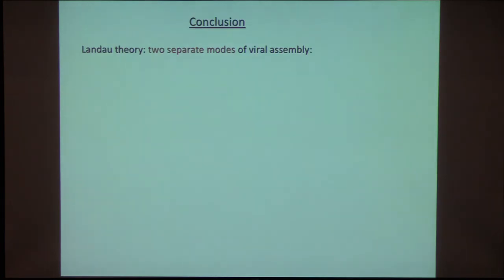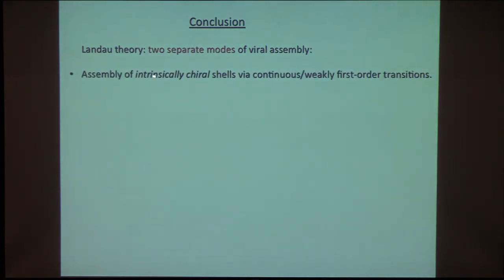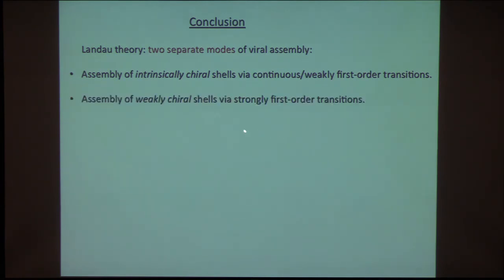So in conclusion, the Landau theory has two completely separate modes of viral assembly. One is with these intrinsically chiral shells, L equals 15 plus 16, via this tetracritical point with a continuous or weakly first order transition. And the opposite case is these 6, 10, and 12 states, which are weakly chiral and have strongly first order transitions. They look very similar to the nematic transition I started out with. The cubic term is non-zero, it's a robust, strong first order transition. Viral assembly, I think, is a fantastic lab for testing Landau's rule.